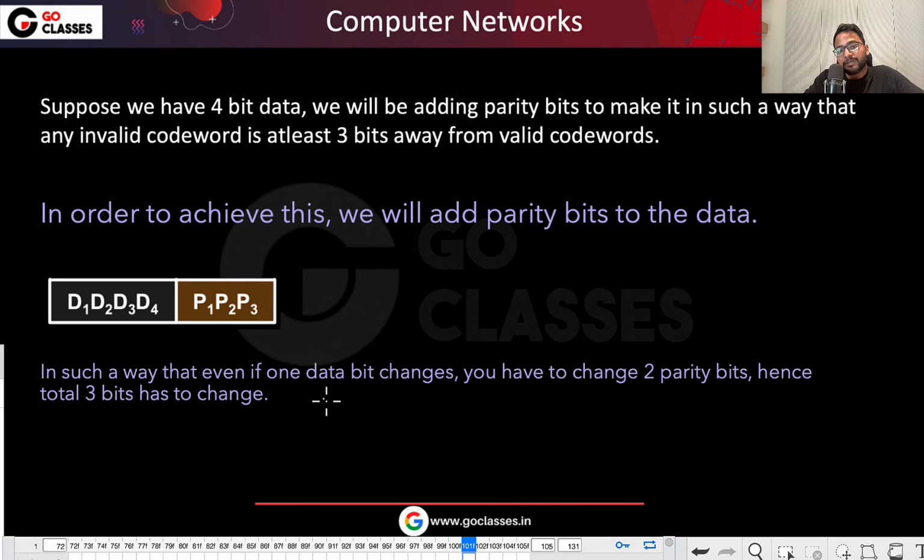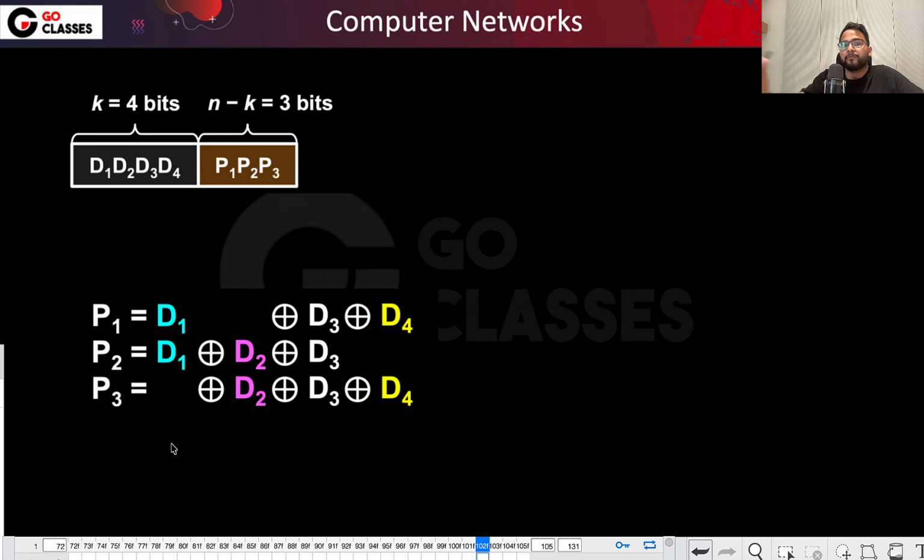We will add in such a way that even if one data bit changes, let's suppose you are changing this, then some of the two parity bits have to change, hence a total of 3 bits has to be changed. Basically any two valid code words will be 3 bits away. Suppose this is the original data, and I'm adding these parity bits P1, P2, P3, in such a way that P1 is calculated like this, D1 XOR D3 XOR D4. P2 is calculated like this, P3 is calculated like this.